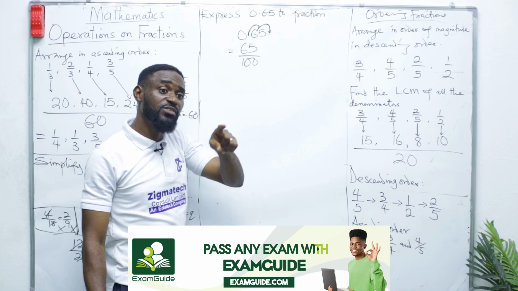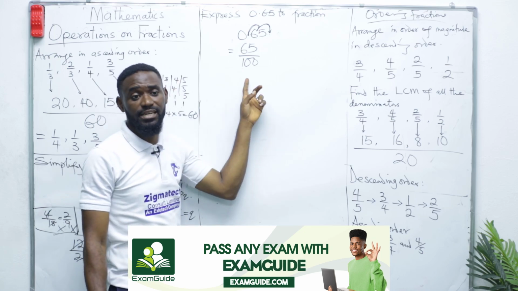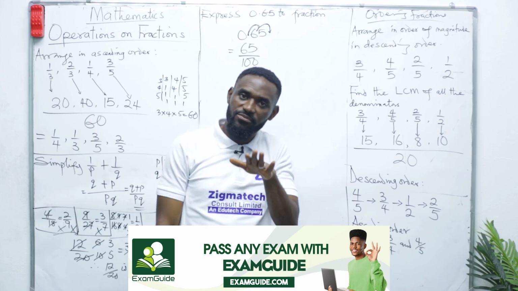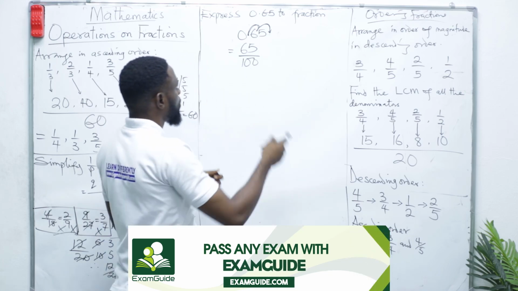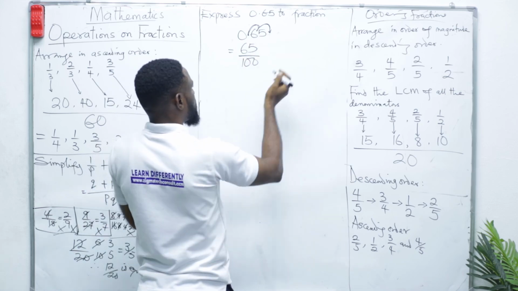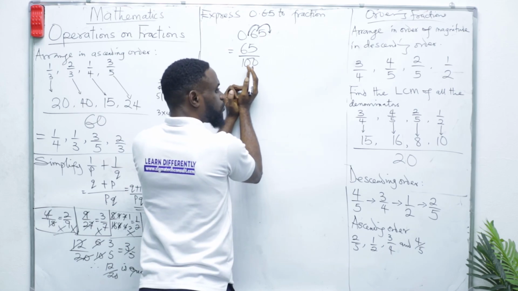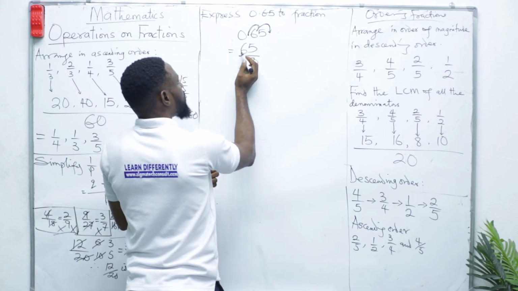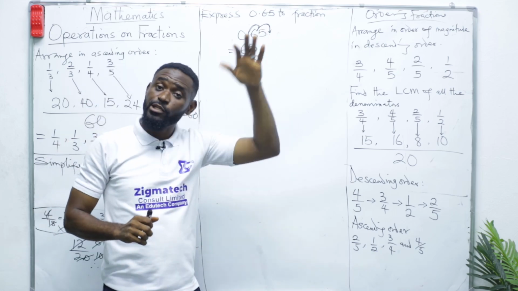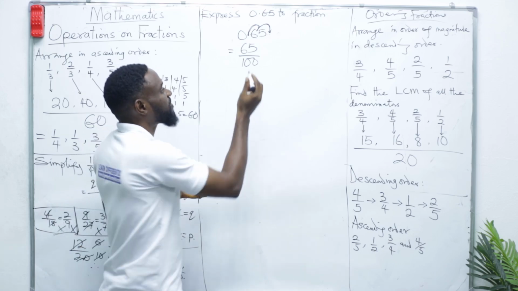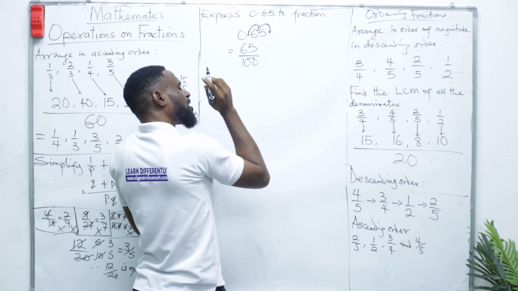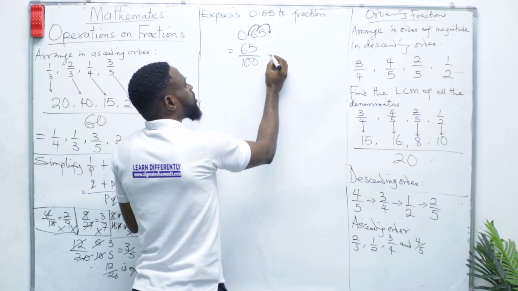But you can't keep it, because if you check the options, no option is 65 over 100. You need to simplify the fraction to its lowest term. How? Let's go. What is the common factor here? 5 is common here, 5 is common here. So 5 into 65 and 5 into 100. If you don't know what 5 into 65 may be, just break it down. 5 into 6 will give us 1. The remainder is 1.